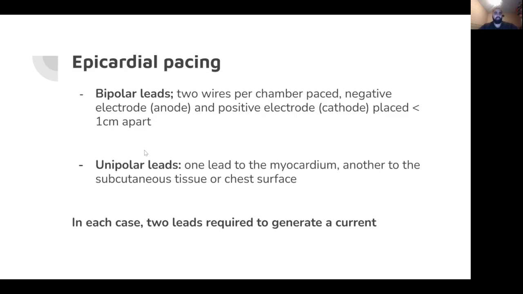So broadly speaking, we always talk about bipolar leads. So if we talk about a ventricular wire and an atrial wire, each one of those is bipolar. And again, that's so that there can be a potential difference between the two.